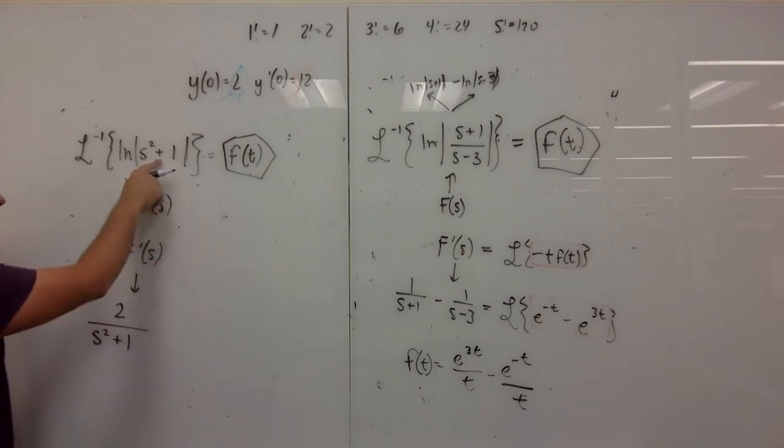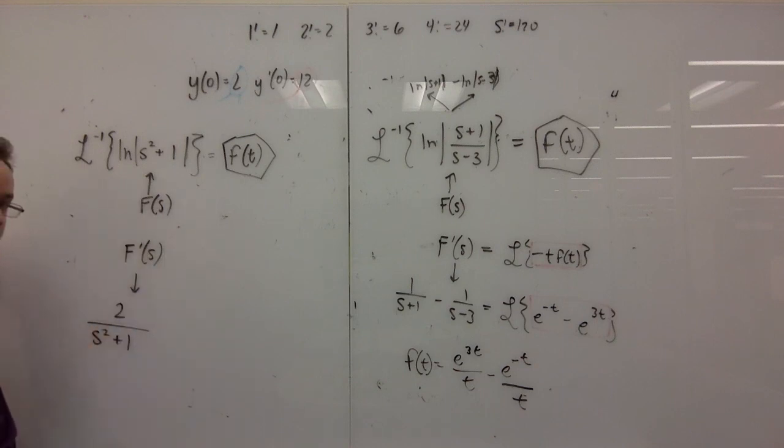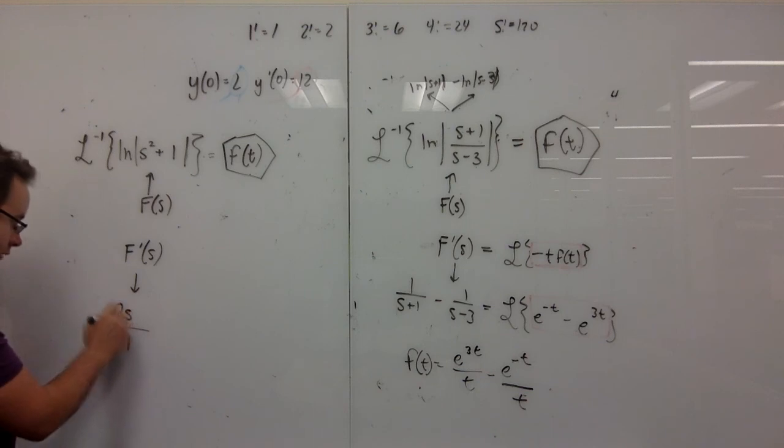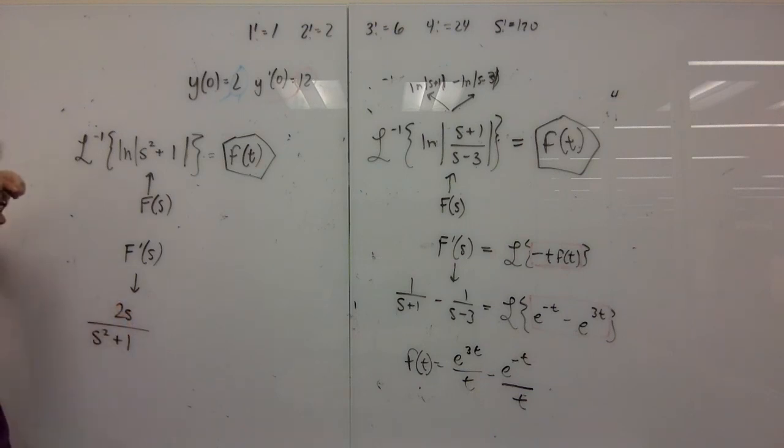What's the derivative of the inside function? 2s. And you said? 2s. There you go. You need the s. I don't think you said s. Cool. So this is f of s. The derivative of f of s is 2s over s squared plus 1.